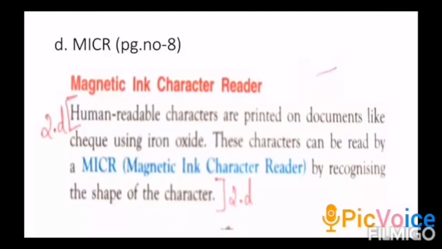The second question, D, MICR. This is page number 8. Answer: human readable characters are printed on documents like check using iron oxide. These characters can be read by a MICR, magnetic ink character reader, by recognizing the shape of the characters.